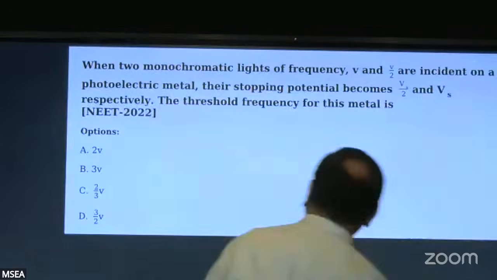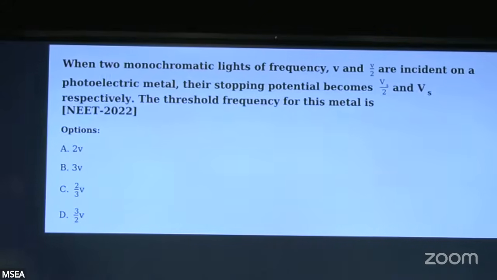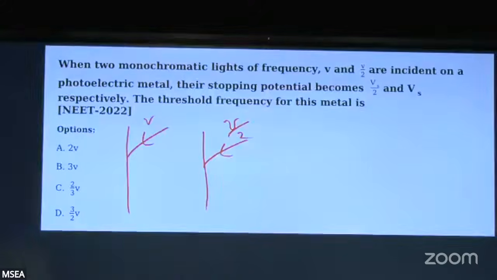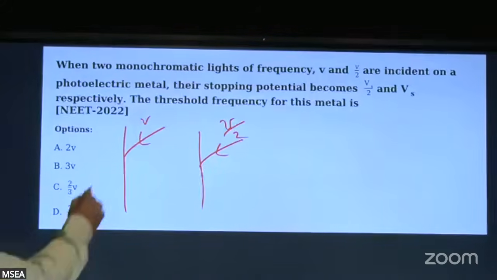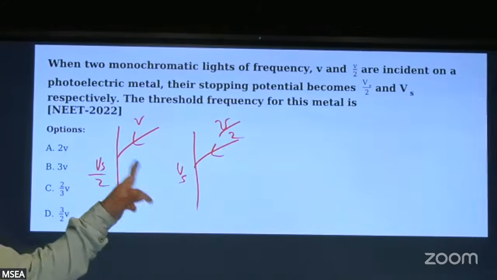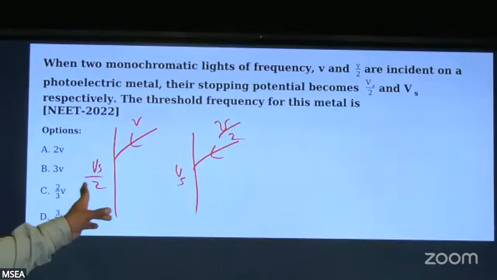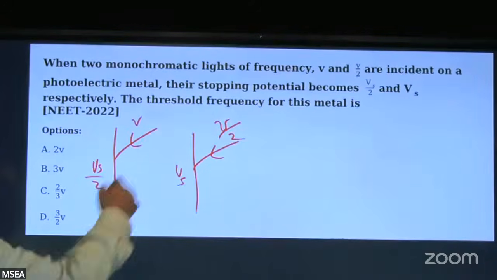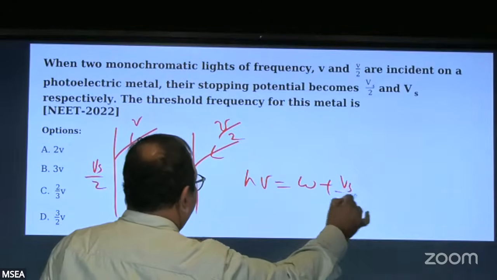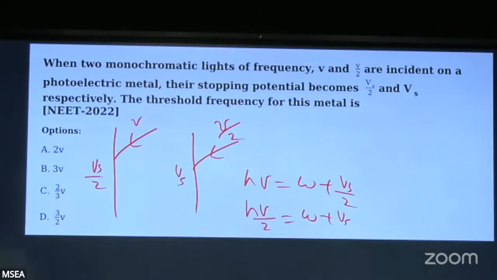Next one. When two monochromatic lights of frequencies nu and nu by 2 are incident on a photo metal, their stopping potentials are Vs and Vs by 2. Then the threshold frequency for this metal is, as I already told, a frequency, so it does not depend upon the work function. Work functions are the same for both because it is the same metal. Then we can write h nu is equal to W plus Vs by 2, or h nu by 2 is equal to W plus Vs, and he is asking about the threshold frequency.